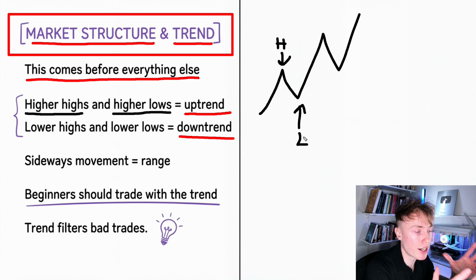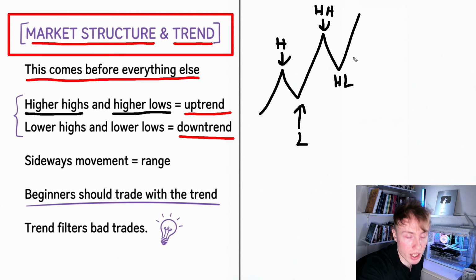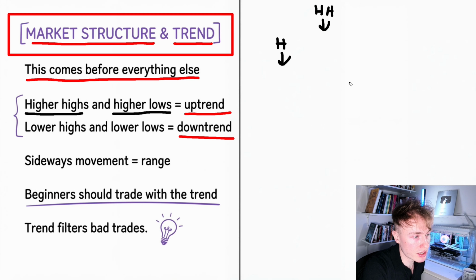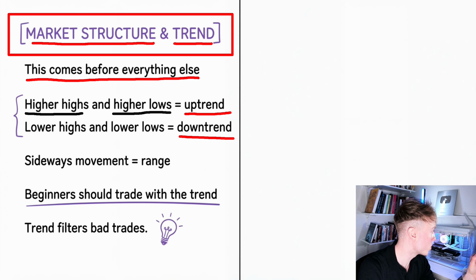And in order to have an uptrend, we need to continue to print higher highs. So for example, this right here is a high, but it's higher up, so we call it a higher high. And this right here is a higher low because it's a low point, but it's higher up. And as long as this pattern continues, we have an uptrend.